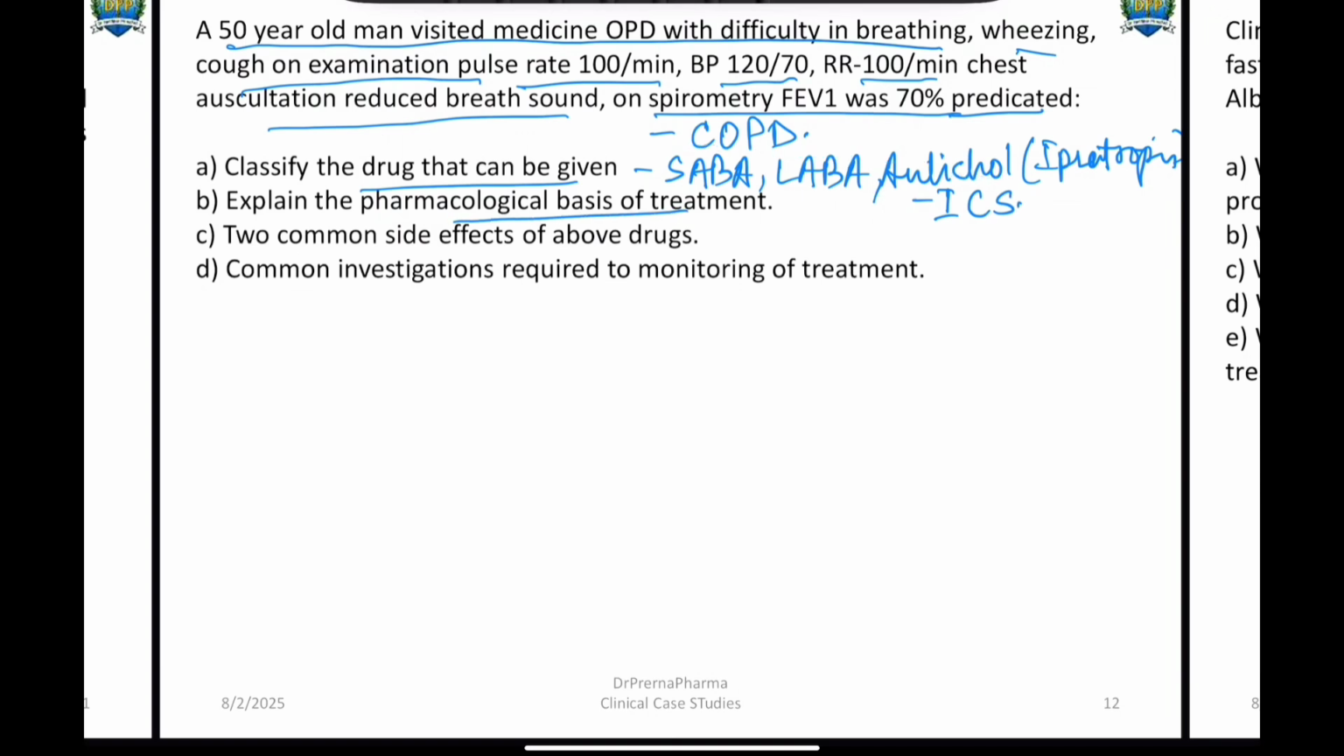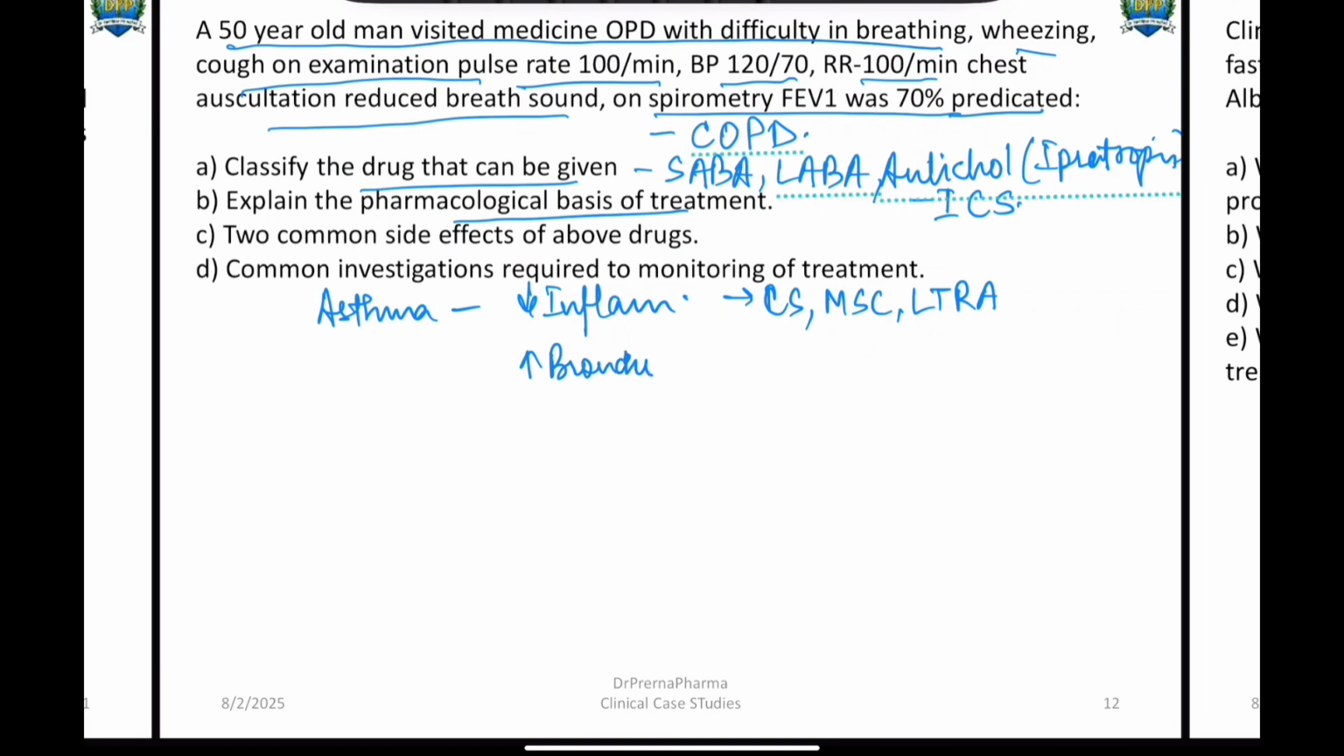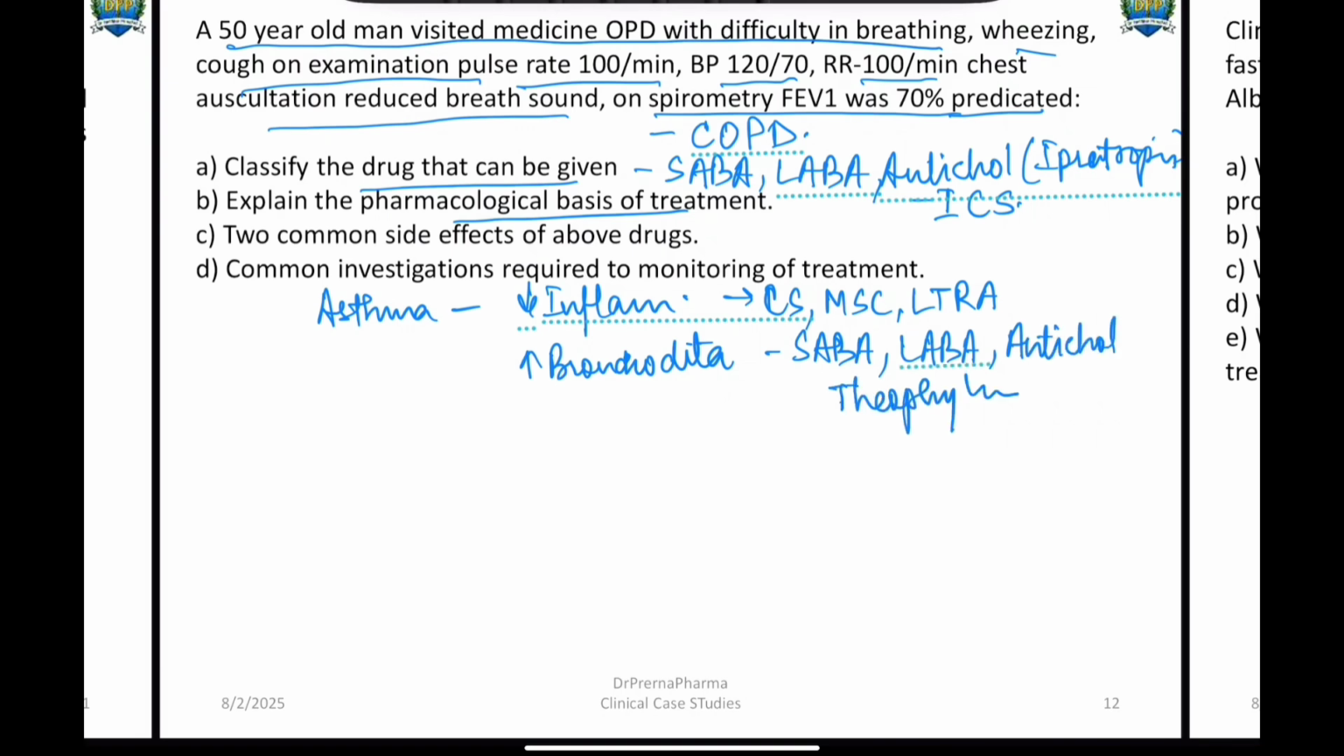Pharmacological basis of treatment. In asthma, there are two targets. To reduce the inflammation, that is done by corticosteroids, mast cell stabilizers and leukotriene receptor antagonists. The second thing is to increase the bronchodilation, and that is done by SABA, that is short-acting beta agonist, LABA, long-acting beta agonist, and anticholinergics. Another drug is methylxanthine, that is theophylline. So these are the drugs and the pharmacological basis.